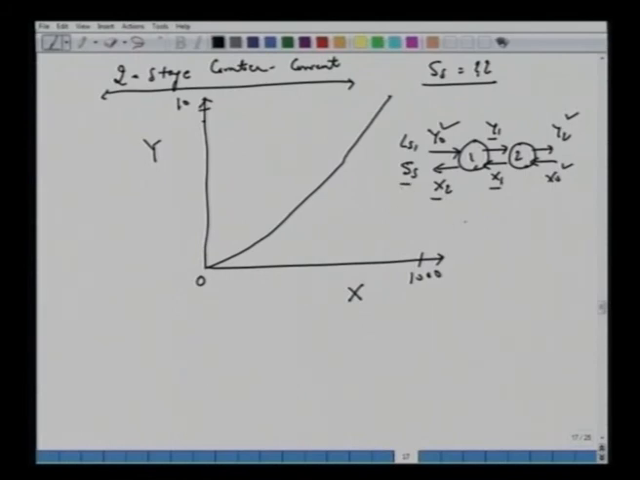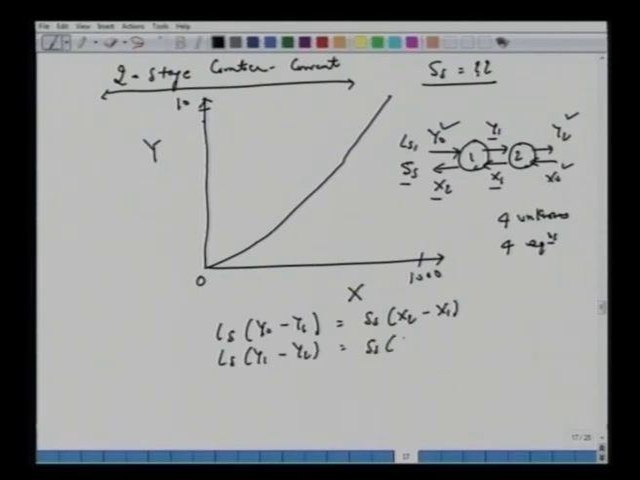All right. So these are the 1, 2, 3, 4 unknowns. So 4 unknowns, so we require 4 equations. Of course, we can go back and put down all the equations here. For example, LS (y0 minus y1) for the first stage equals SS (x2 minus x1). Second stage, LS (y1 minus y2) equals SS (x0 minus x2).